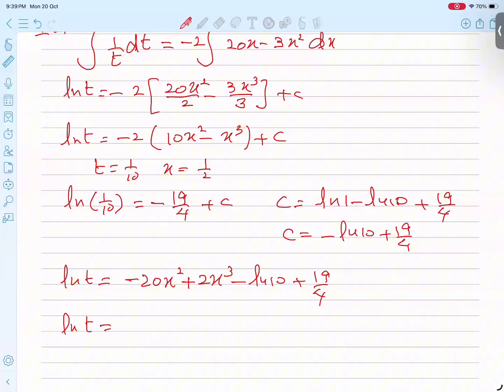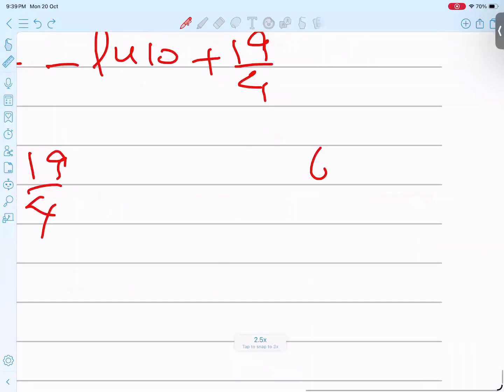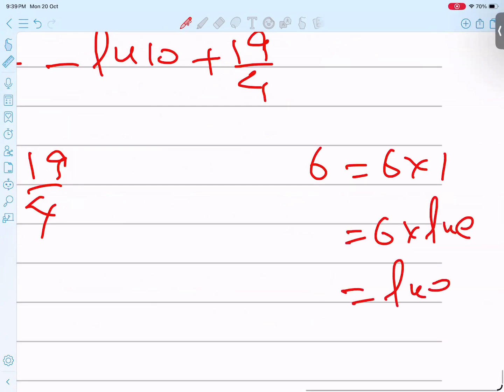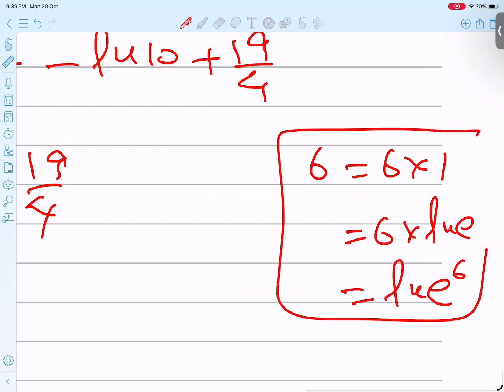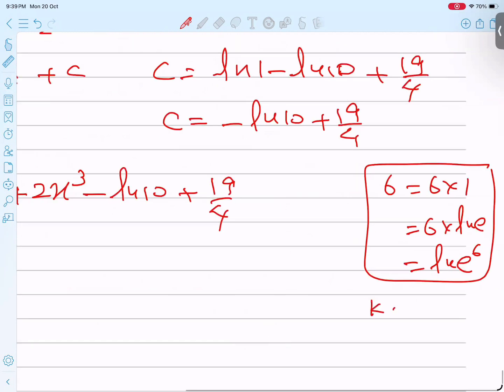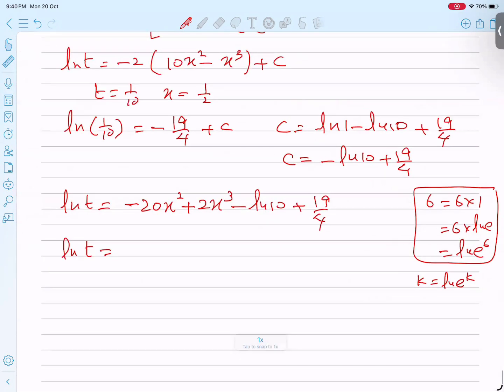Now you know this is a log form, students. Two numbers are in log form, and the others have no log. And you know very well that when you want to convert any number to log form, for example 6 is 6 times 1, we can replace 1 by log of e, and 6 will go in the power. So if any number is like k, you can write ln e to the power k. Same story, I can write it now: ln e to the power negative 20x squared.